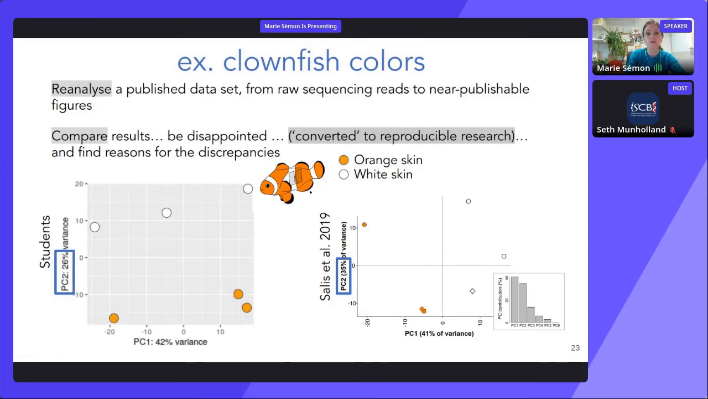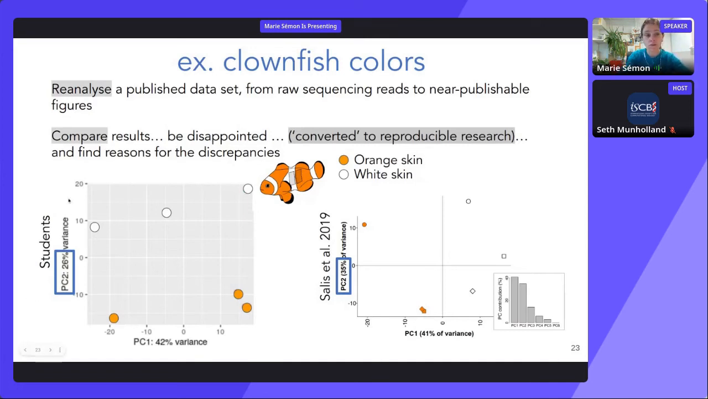Here you can see this dataset was published by Salis et al. in 2019, and it's a classical RNA-seq experiment with, again, 6 samples, but this time it's 3 samples of the orange skin band in clownfish, and 3 other samples of the white skin band. On the left, classically, when you have this kind of data set, you measure the expression of all genes in all of these 6 different conditions, and you put the table in a PCA analysis, a principal component analysis, to see the main axis of variation.